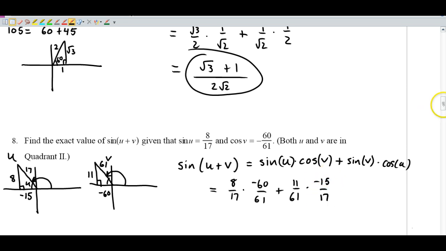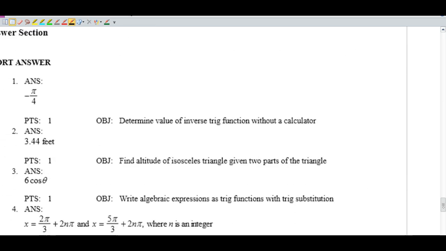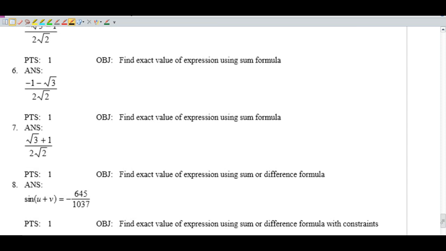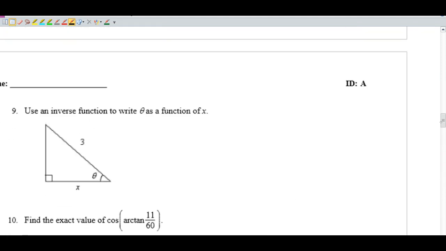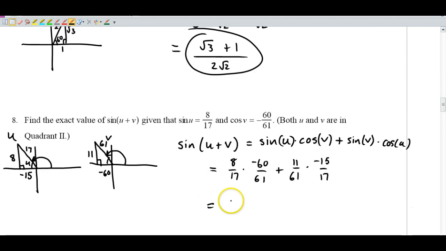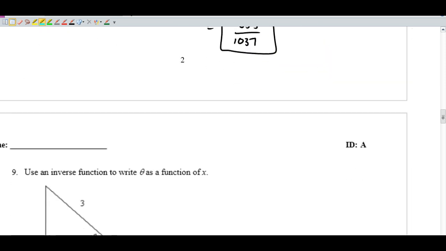Now I'm just going to check the arithmetic on that for problem number 8, and I think I have the answer key down here. And it is negative 645 over 1037. So negative 635 over 1037 equals negative 635 over 1037. That's an easily done problem with the calculator. But again, these are my outputs, and these are my inputs. Moving on to problem number 9.